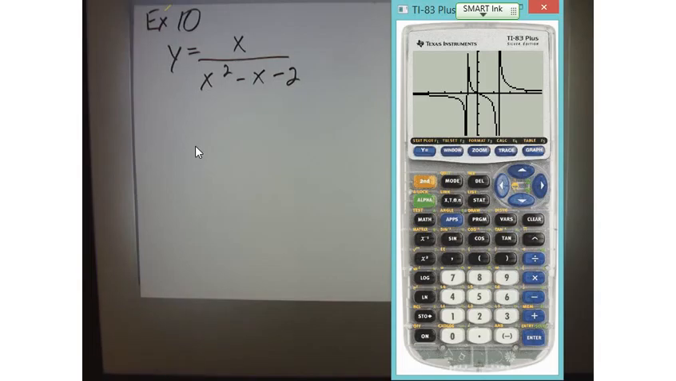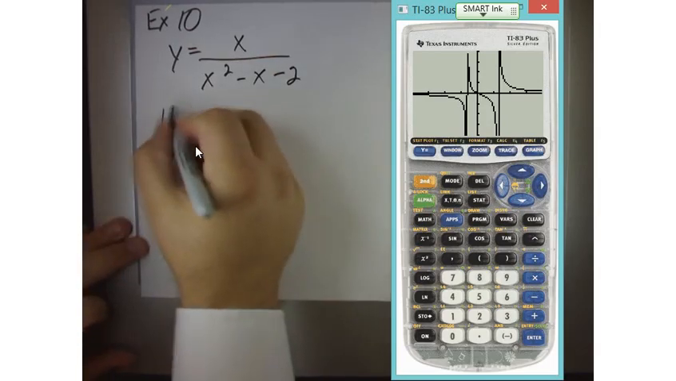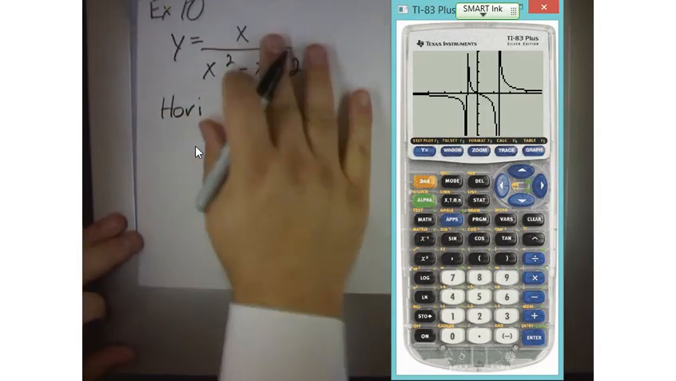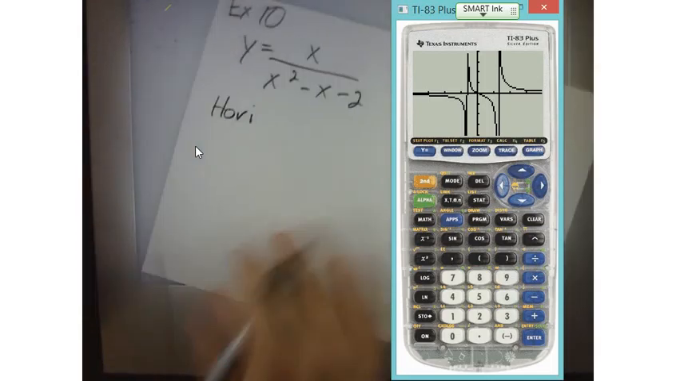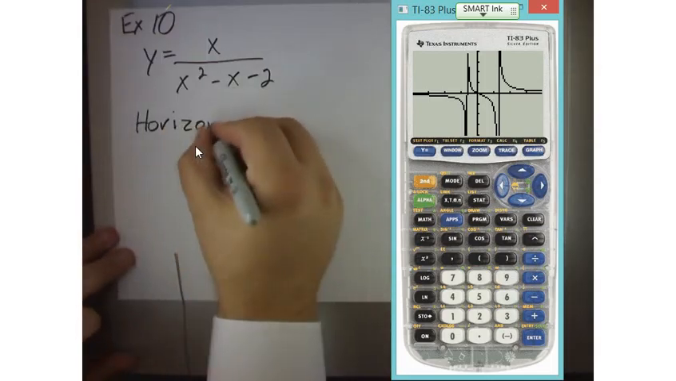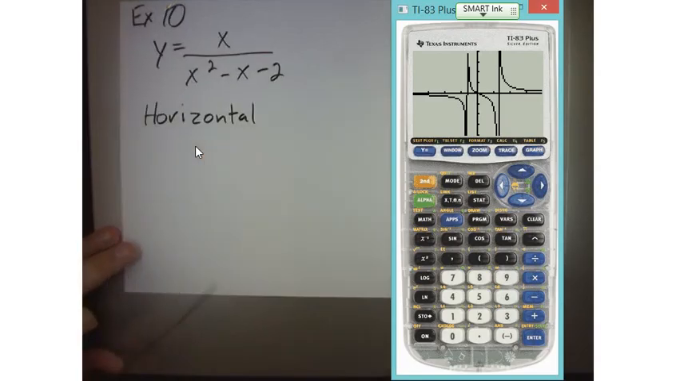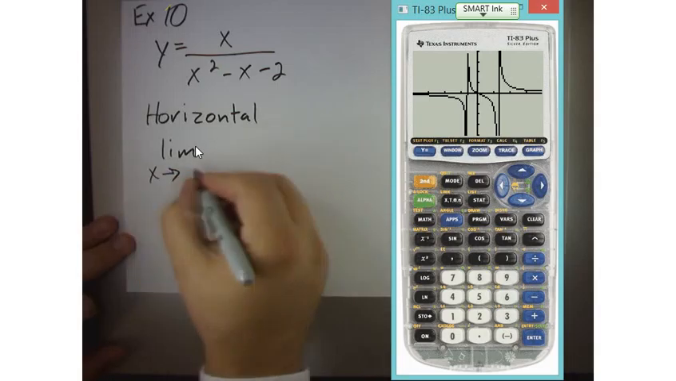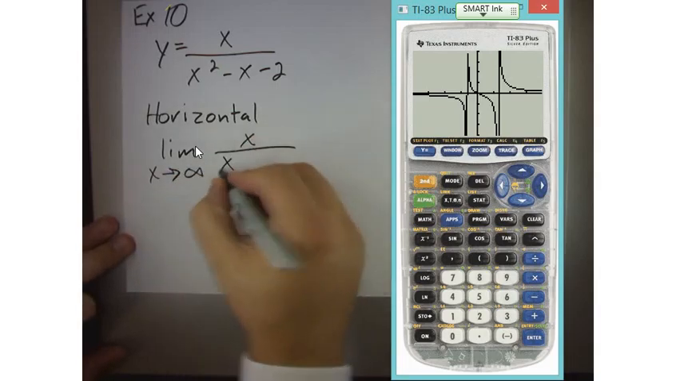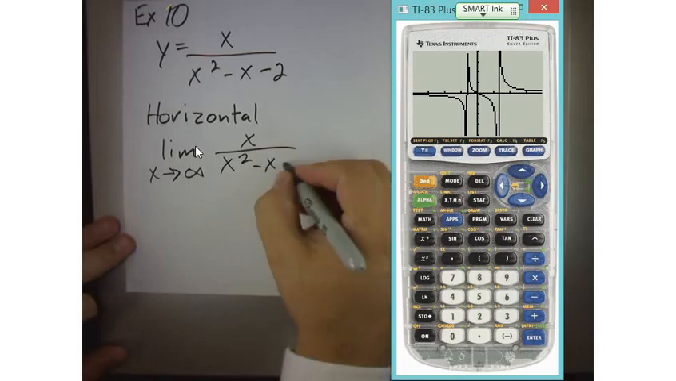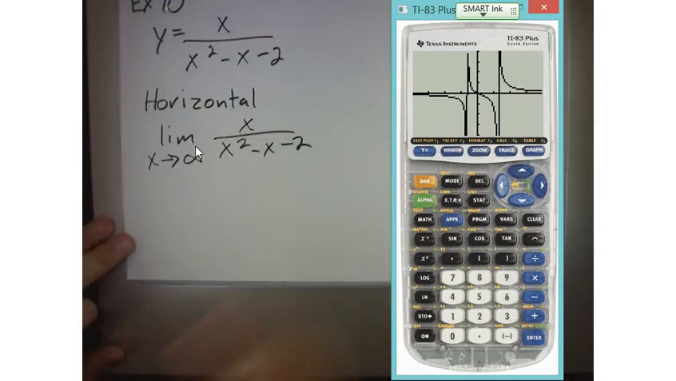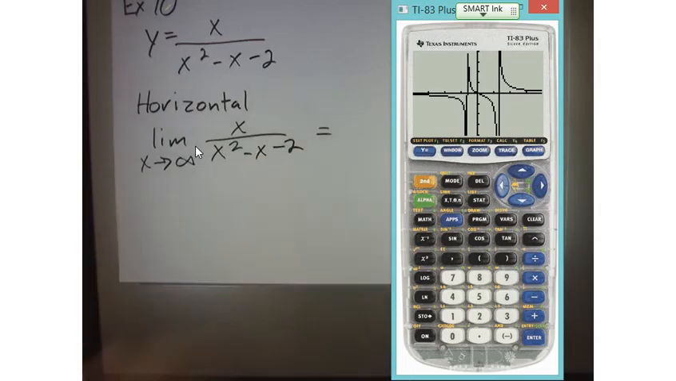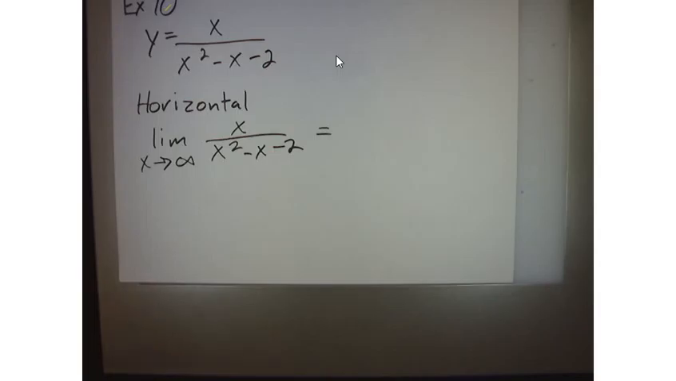Let's do the horizontal. For horizontal asymptotes, what we're looking for is the end behavior. We're going to study the end behavior. So what we're really doing is looking to see what the limit of this thing is as x approaches infinity. Well, think of it like this. We're going to plug in numbers for this equation, so let's pick a really big number. Give me a big number.